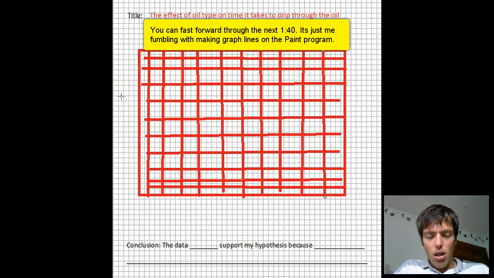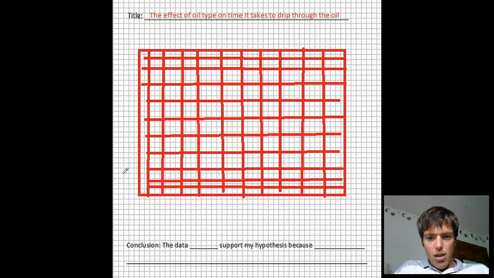All right, we better put our units on the side. And you know what's funny? I don't know on Microsoft Paint how to do that. So I'm going to try to write with this pencil. Oh boy, here we go. So this is going to be time. There it is. Not bad for writing with my thumb on the mouse. Time, don't forget to put your parentheses. This is seconds. Very nice. And then down here, I can put my axes, oil type.